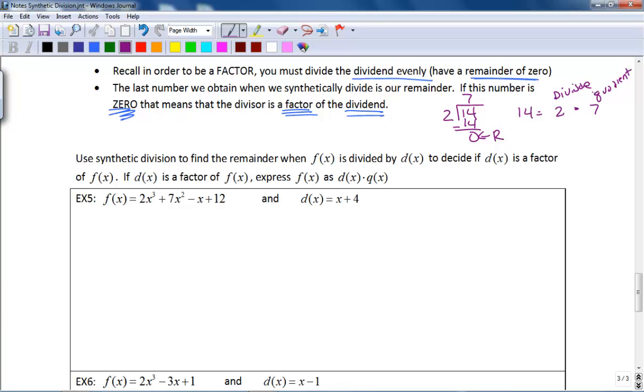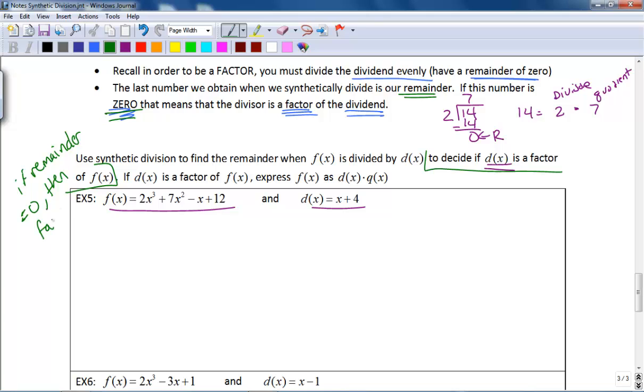Well, let's look at these directions because we're going to be doing the exact same thing in the last examples. Use synthetic division to find the remainder when f of x is divided by d of x. So this is the polynomial and this is the divisor. And we need to figure out, is d of x, that divisor, actually a factor of f of x? Well, what does that mean to us? In order to be a factor, your remainder has to equal 0. So we have to decide if it's a factor. The way that we do that is if the remainder is 0, then we're a factor. If the remainder is not 0, then we're not a factor.